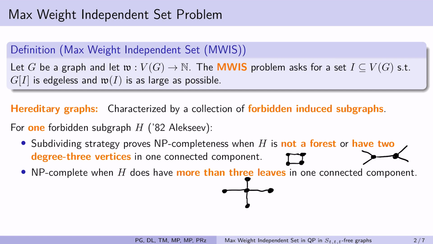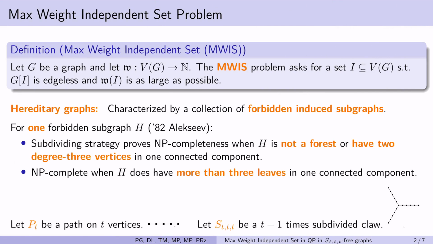This question was partially answered in the 80s by Alekseev, and he showed a couple of hardness results. In case H is not a forest, there is hardness. If a graph has two degree 3 vertices, again we have NP-hardness. And in the last case, if there is a connected component with more than 3 leaves, then we also have hardness. So what remains for this forbidden graph H is a path on t vertices or a subdivided claw. Those are the two options that are potential candidates for polynomial time algorithms.